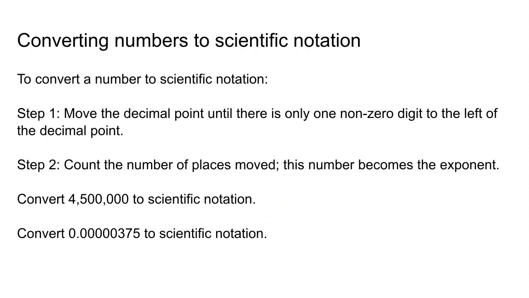Now let's talk about how to convert numbers to scientific notation. To convert a number to scientific notation, first move the decimal point until there is only one non-zero digit to the left of the decimal point. Then count the number of places moved. This number determines the exponent.